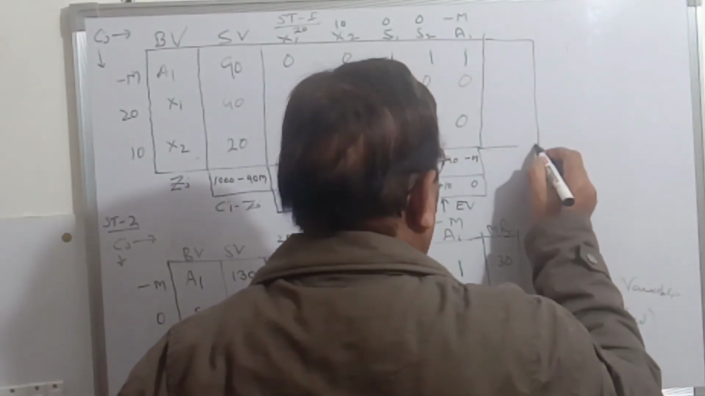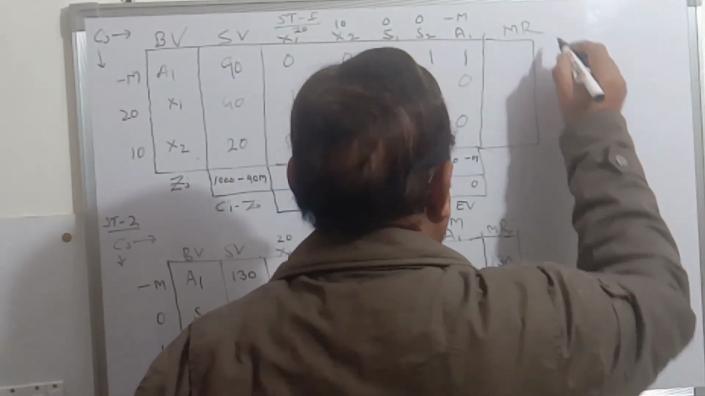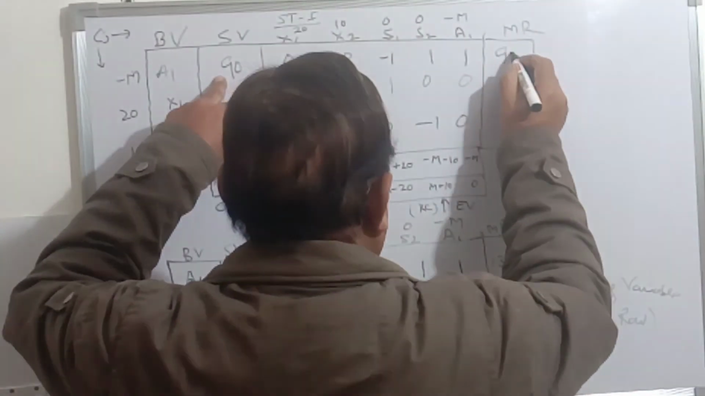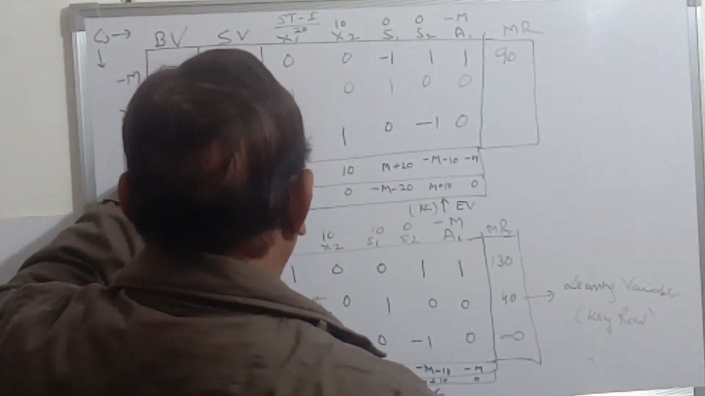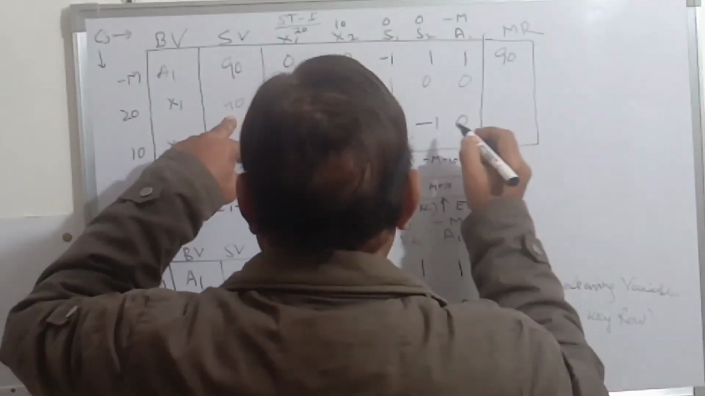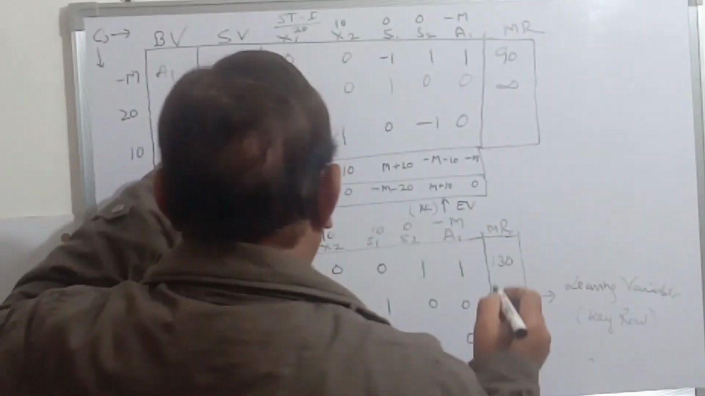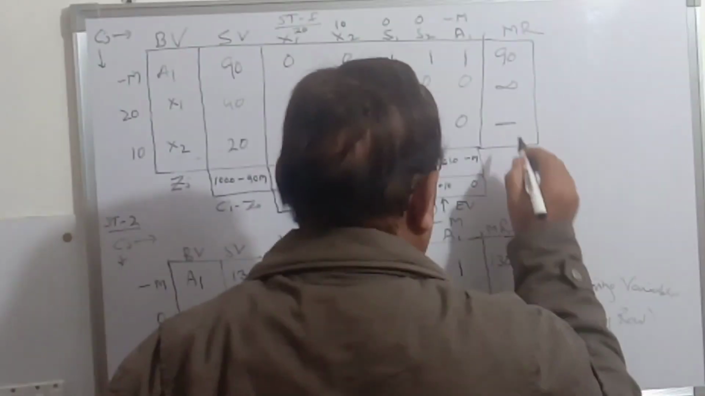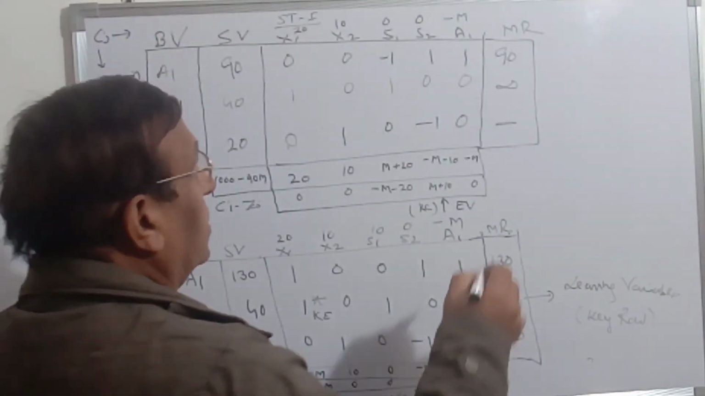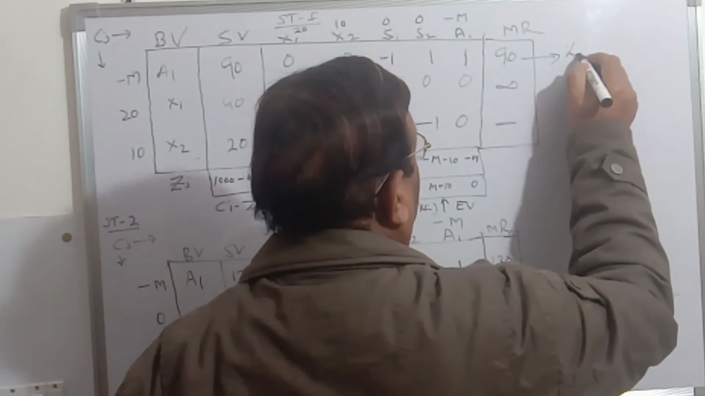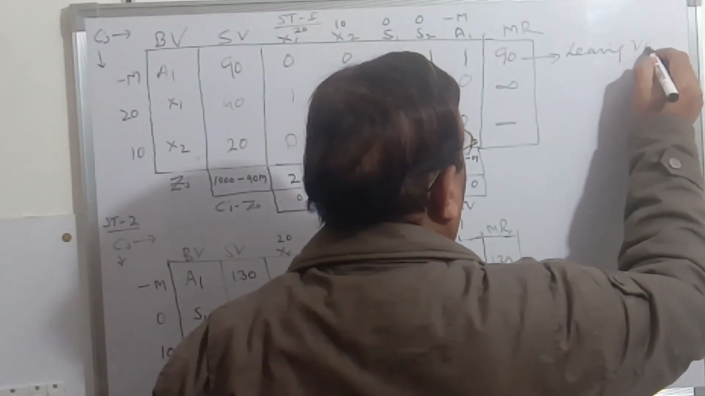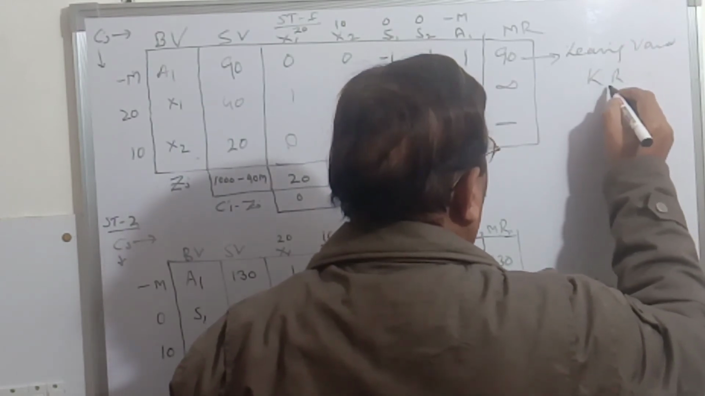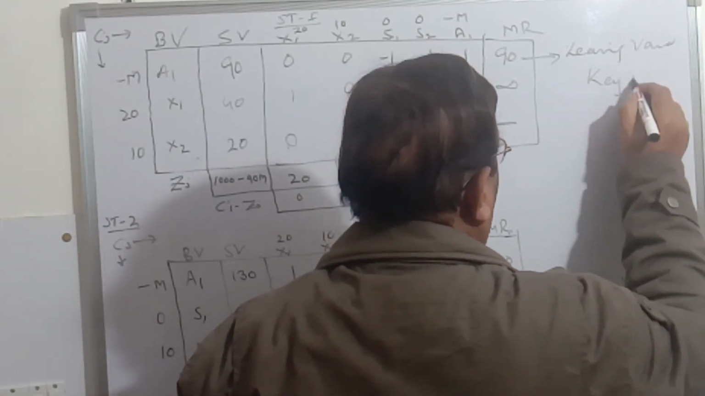Then minimum ratio, 90 divided by 1, 90, and this is 40 divided by 0, infinity, 20 divided by minus 1, it is minus is not to be considered. So minimum ratio is 90. This is leaving variable, key column, a key row. You can write down key row.